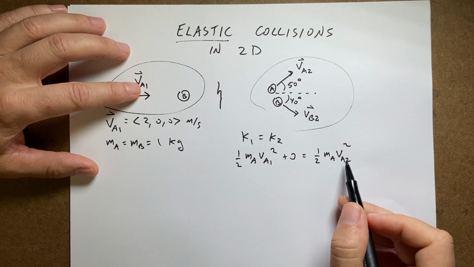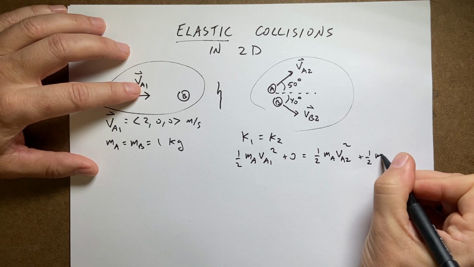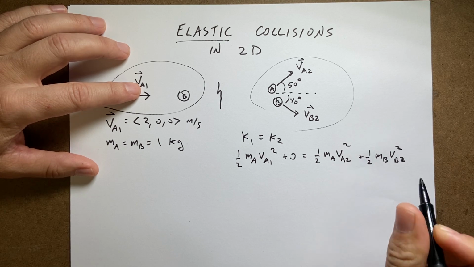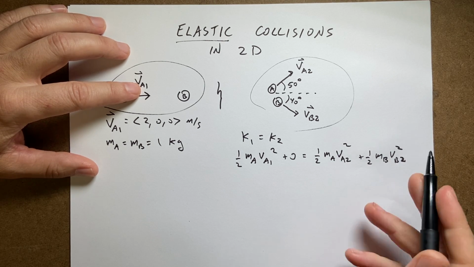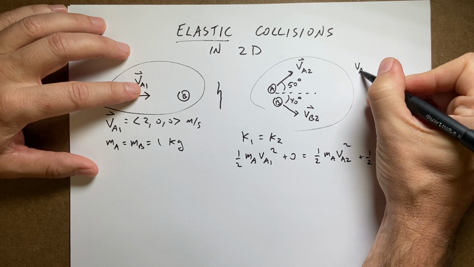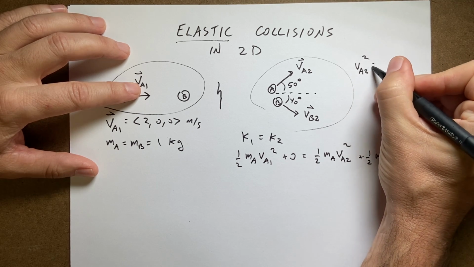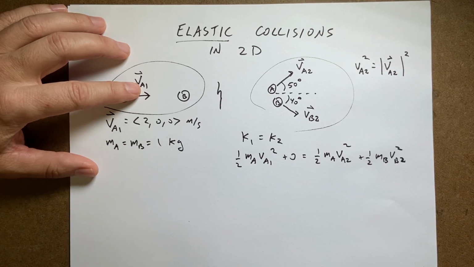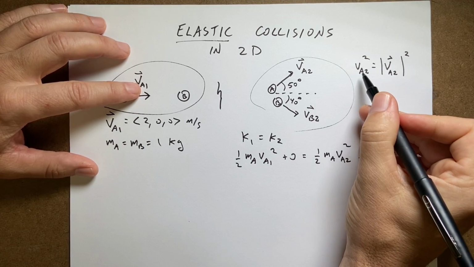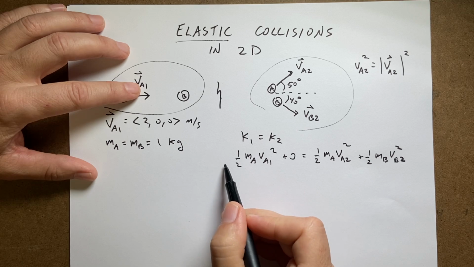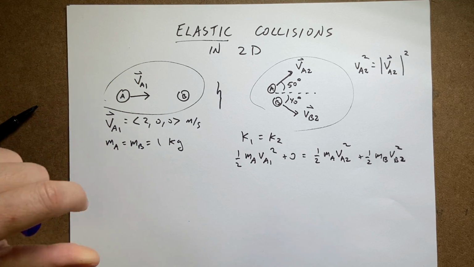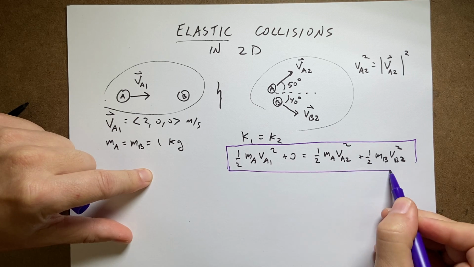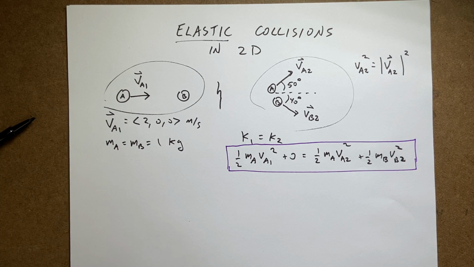where va2 is the velocity afterwards, plus 1/2 mb vb2 squared. Now, I just want to be clear, this is the magnitude of the velocity, so really I should say va2 squared is equal to the magnitude of va2, all of that squared, because that's a vector, right? You can't square a vector. Okay, so that's one equation. It's so important that I'll put a purple box around it. See? So you know I'm serious.